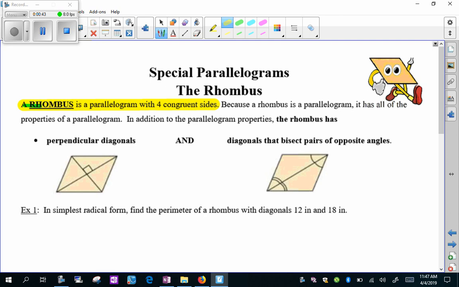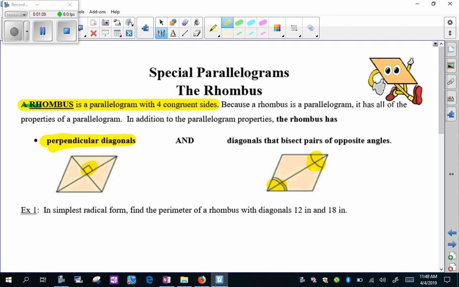Well, the rhombus has a couple special properties, and the first one is that the diagonals are perpendicular to each other, all right? So when they bisect each other, they're going to create 90-degree angles, and that's important. And also that the diagonals bisect the pairs of opposite angles, okay? So these angles here are bisected by the diagonals in a rhombus.